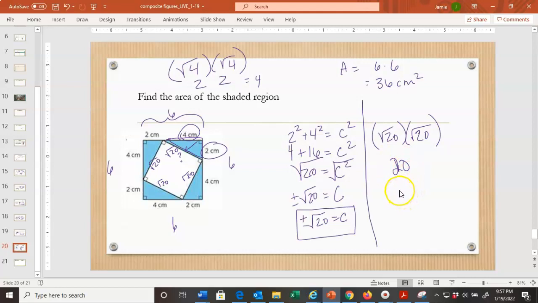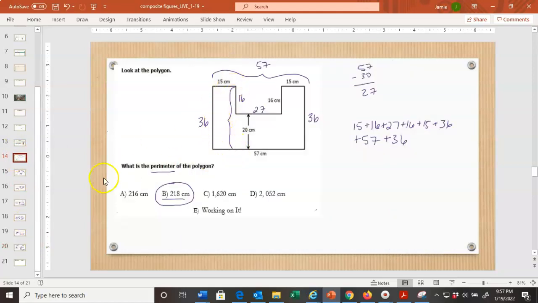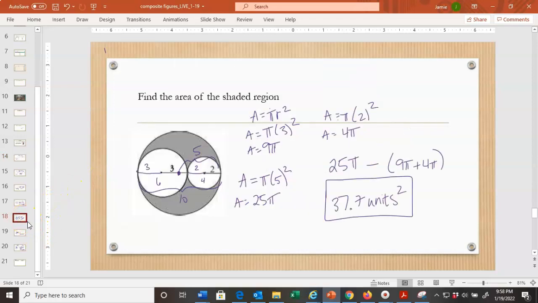Okay, so the big square is 36. The small square is 20. So we're just going to subtract it out. And you get 16. There we go. So these 2 different kinds of problems, you want to use the clues within the problems to fill in the missing side lengths. And then these kind, you want to subtract out the area from the larger shape.